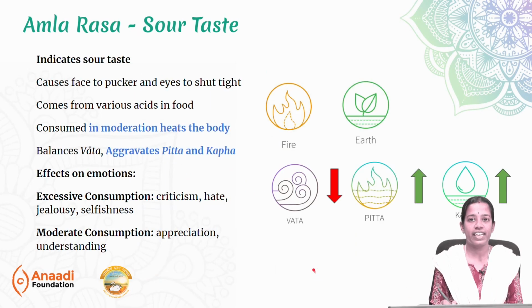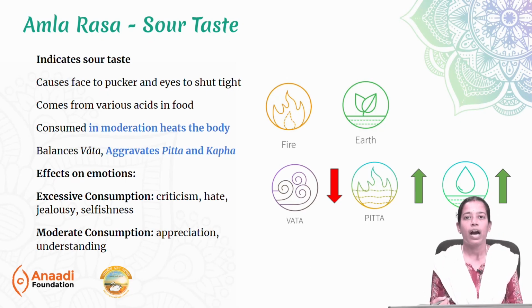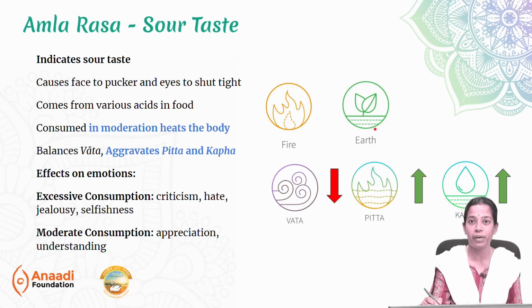Let's move on to the second rasa, which is the Amla rasa or the sour taste. Amla rasa is constituted by fire or the Agni and earth or the Prithvi elements. It indicates sour taste. It causes the face to pucker and eyes to shut tight. Have you ever seen a baby or a toddler try lime for the first time? Oh, it's a sight to see. There are various acids in the food. These form the sour taste in that particular food.